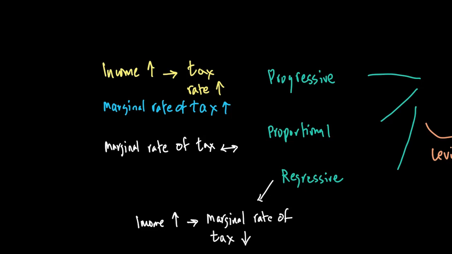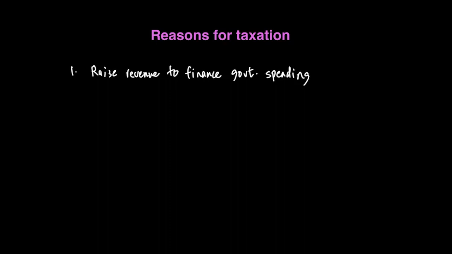There are four main reasons why government may want to put taxes. The first reason is simply because the government wants to raise revenue to help finance its own expenditure. We saw earlier the government can run into budget deficit, and tax revenue plays an important role in making sure they do not have these deficits, which can lead to national debt.